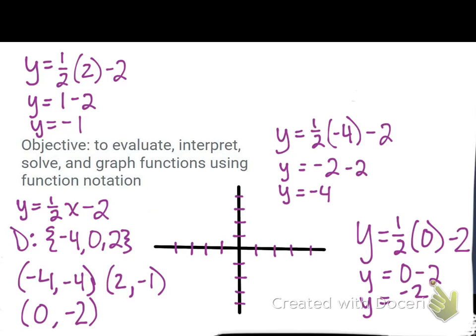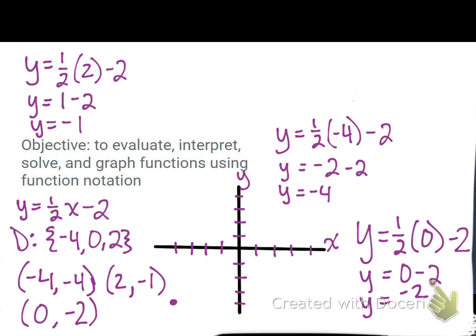Next, we need to graph these points. How am I going to get to the point -4, -4? Good. We go x, y. So my x-axis goes left to right. My y-axis goes up and down. So if we're going to -4 on the x-axis, we're going left 4. And then -4 for the y means we have to go down 4. And we would put a point there.